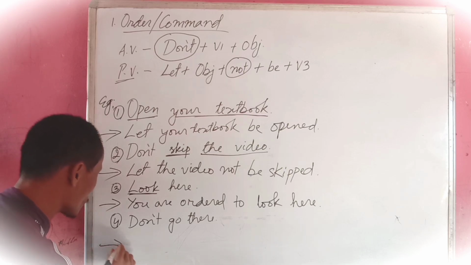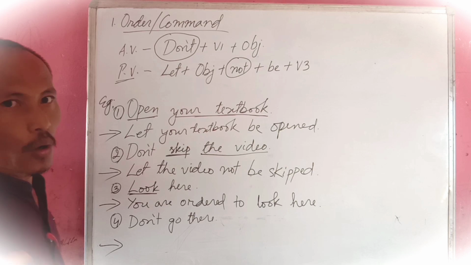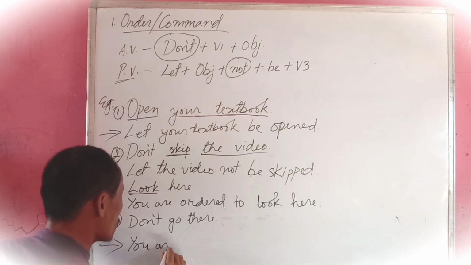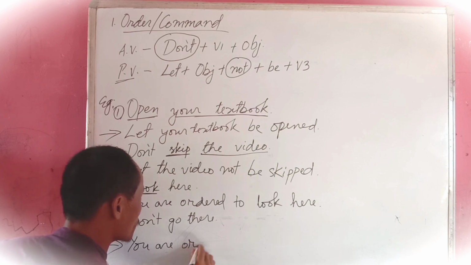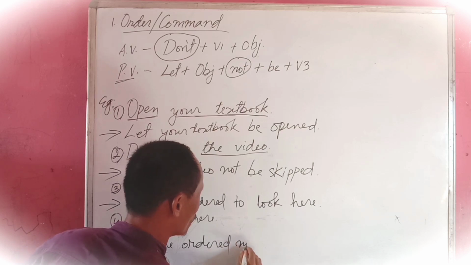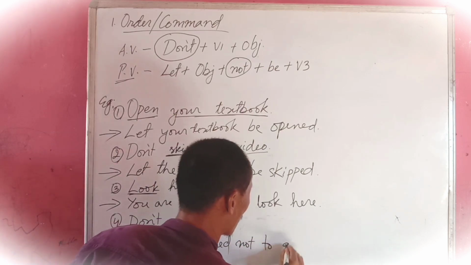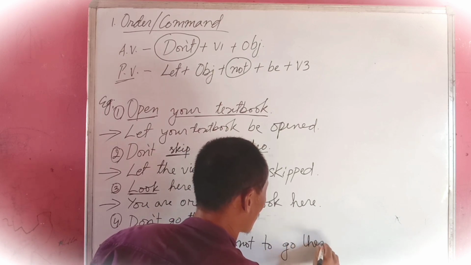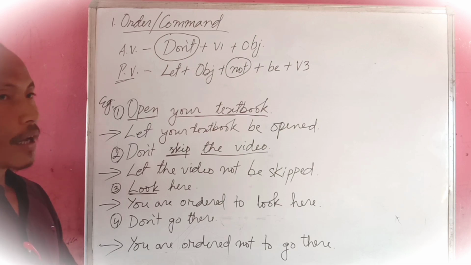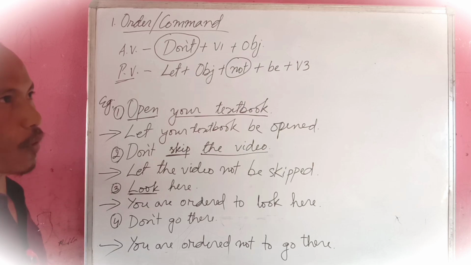Likewise, this sentence also, but this is a negative sentence, so we have to put not in this sentence. That is, you are ordered. After that, we will put the not. You are ordered not to go there. In this way, we can change an order or command by applying these two formulas.